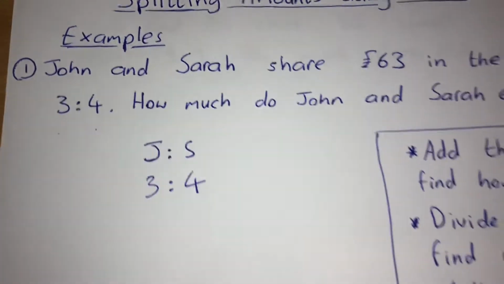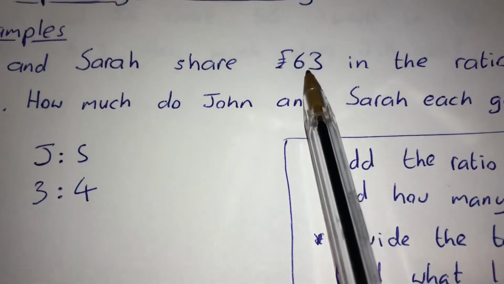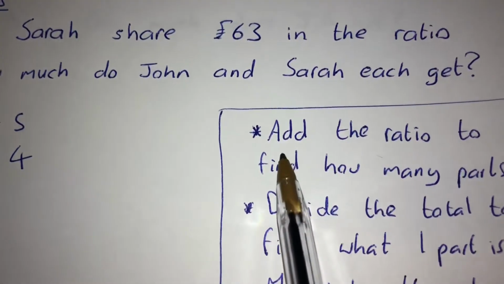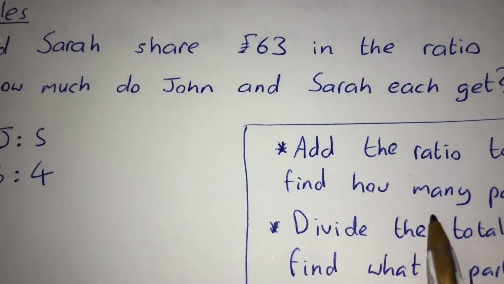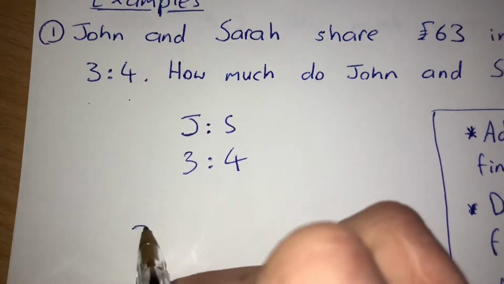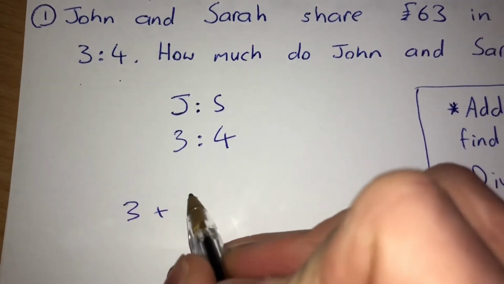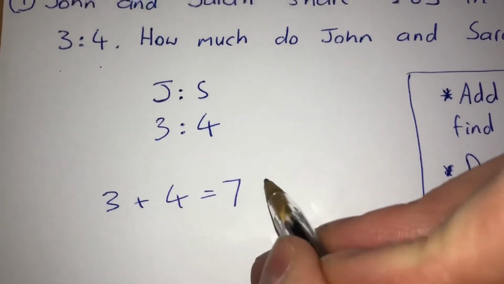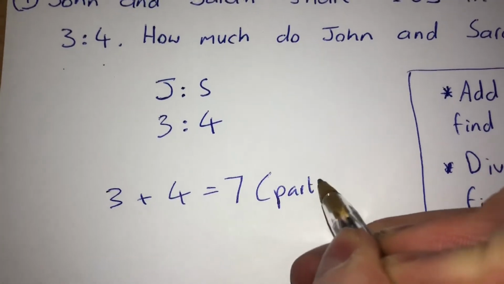We follow these steps to split the £63 into the ratio of 3 to 4. The first thing we need to do is add the ratio to find how many parts there are in its entirety. So if I want to add the ratio, we're just adding both sides here, which is 3 plus 4, which gives me 7. So a ratio of 3 to 4 means there are 7 parts to that ratio.